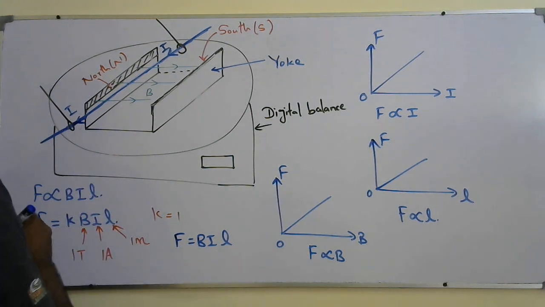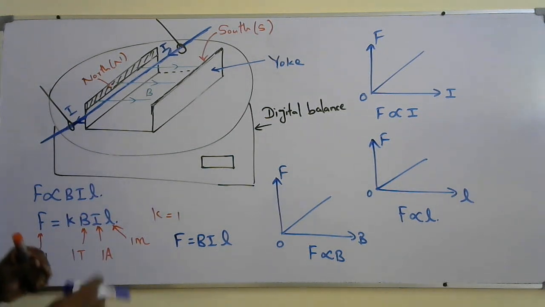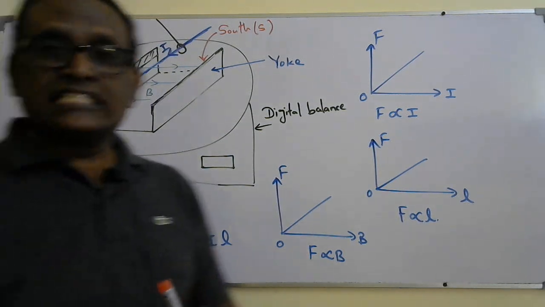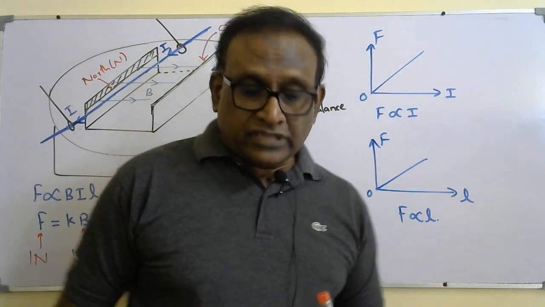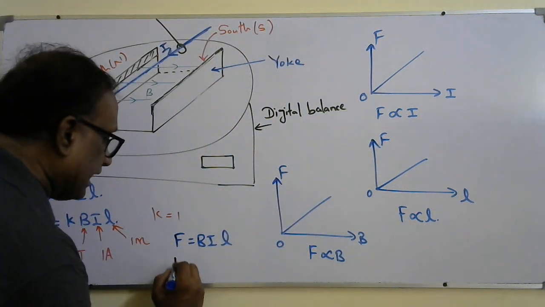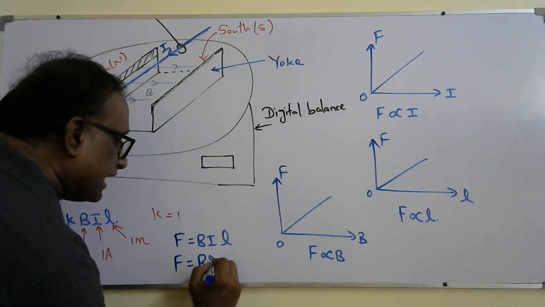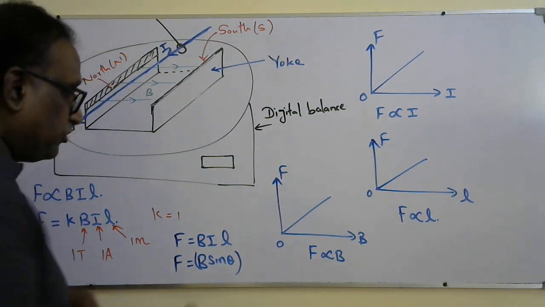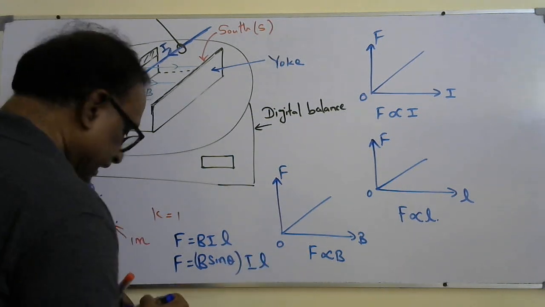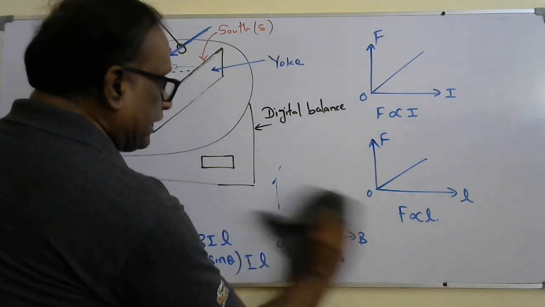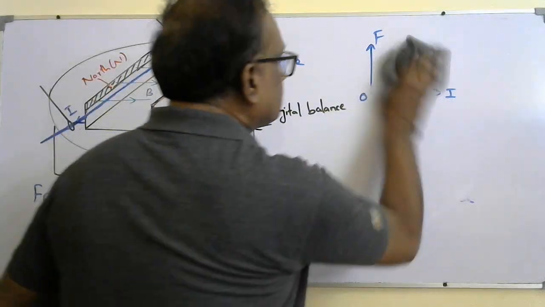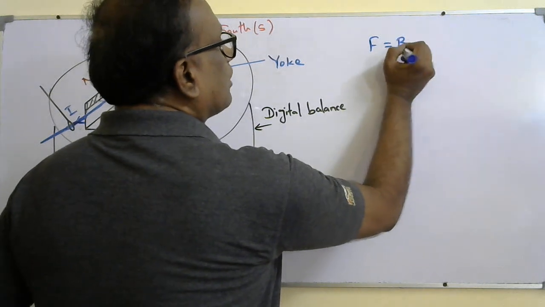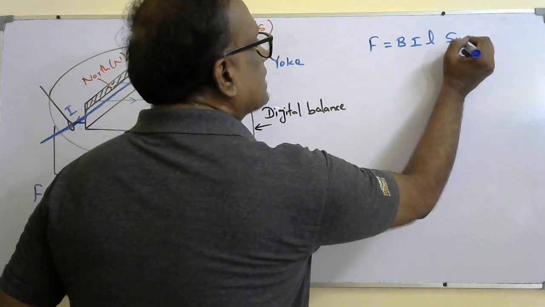If the direction of the magnetic field makes an angle theta with the direction of the current flow, we need the component of the field lines perpendicular to the direction of current flow. So then we say F equal B sine theta, that is the component which is perpendicular to the direction of current flow, IL. So the final equation we need to remember in your syllabus, F equal BIL sine theta.